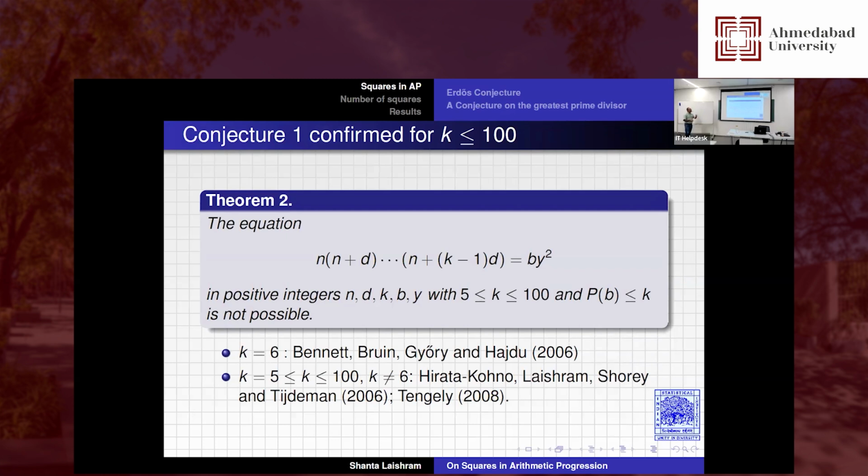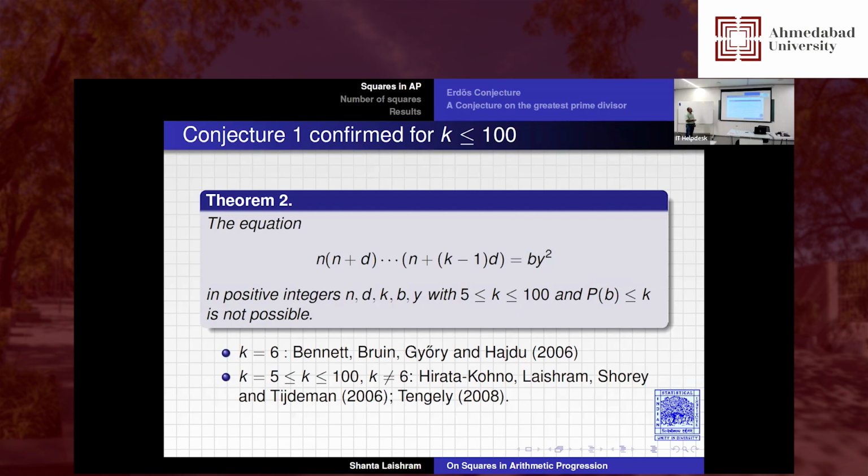Okay, so now I'll come to your earlier question about 109. This equation has no solution when k is from 5 to 100, where b is any square-free number with largest prime factor less than or equal to k. The conjecture is that for any k bigger than or equal to 5, there are no solutions. But we could go up to 100.